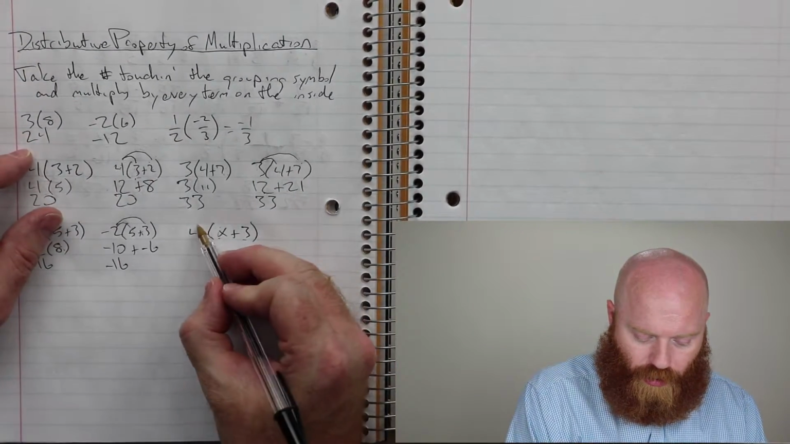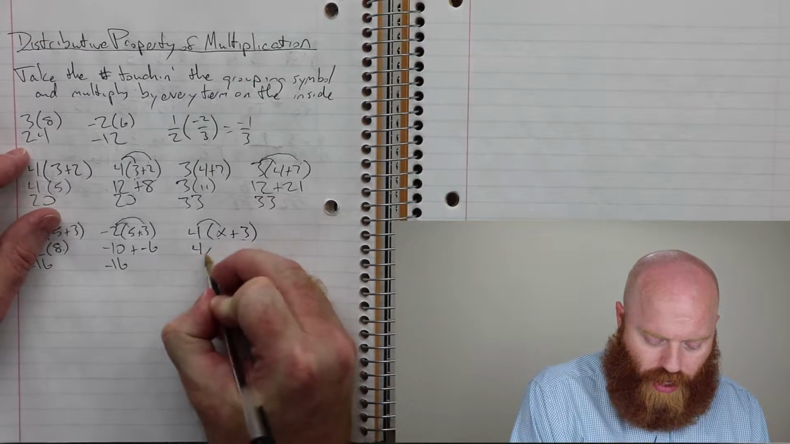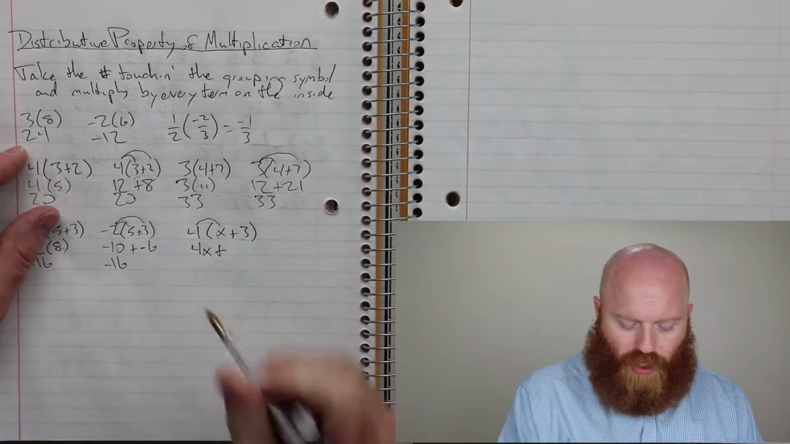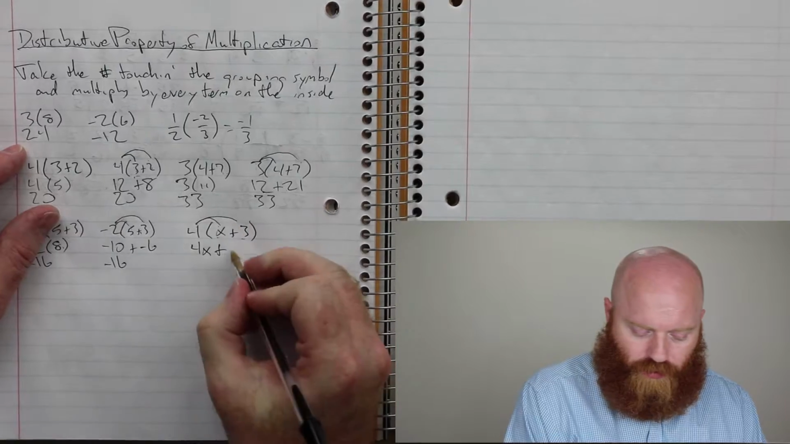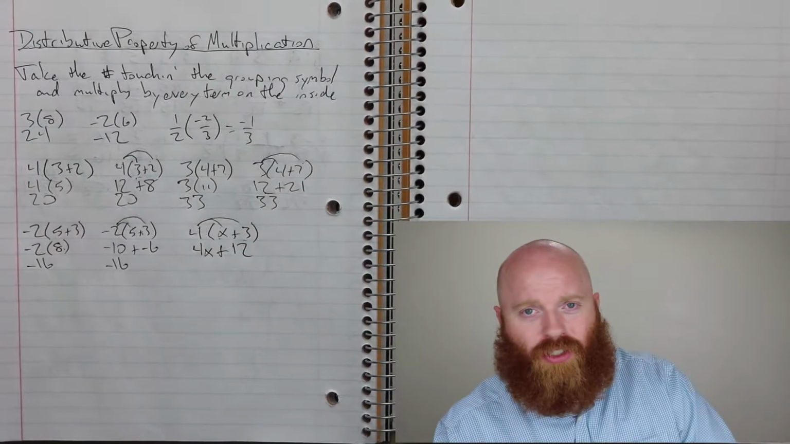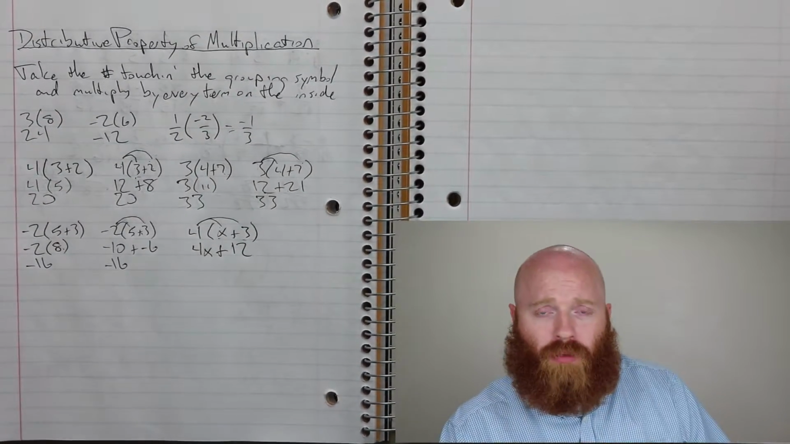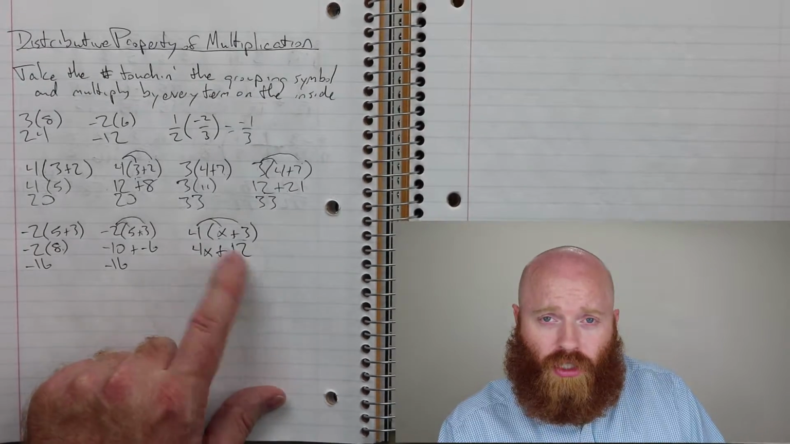Let's take the number touching and multiply. What's 4 times x? 4x. Bring down a plus, always bring down a plus. And then what's 4 times 3? 12. That's the answer. Again, you'll know from the combining like terms video that you cannot combine these two terms.